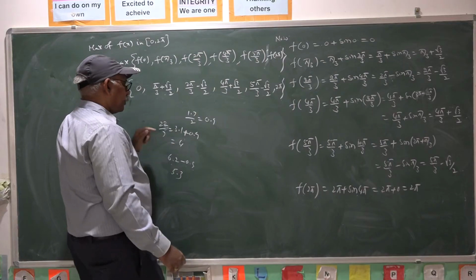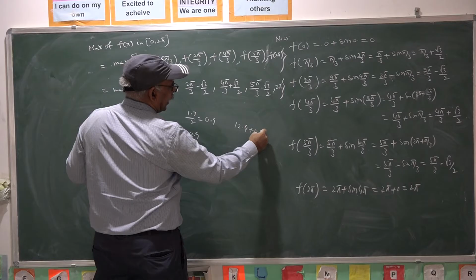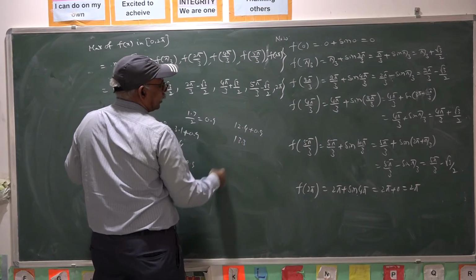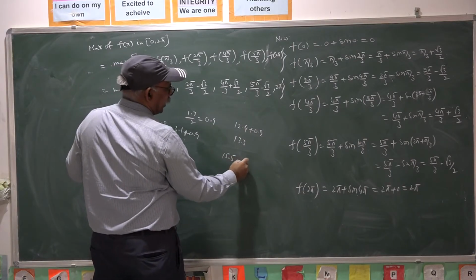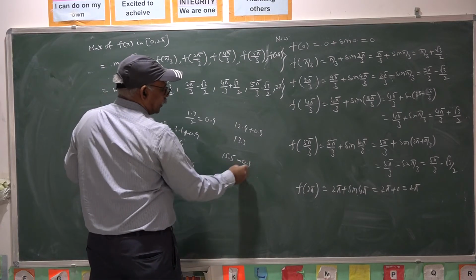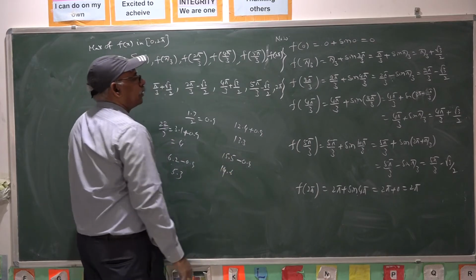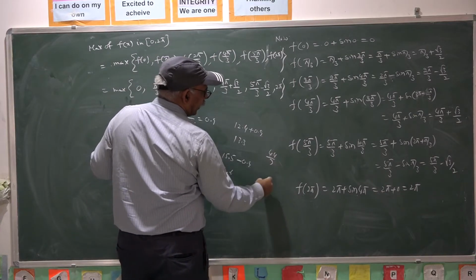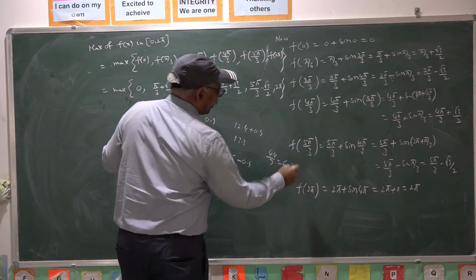This value is 4 into 3.1, 12.4 plus 0.9, which is nearly 13.3. This value is 15.5 minus 0.9, approximately 14.6. This value is 44 by 7, which means 6 point something, 6.3 nearly, approximately.